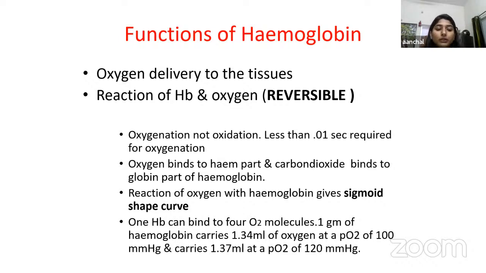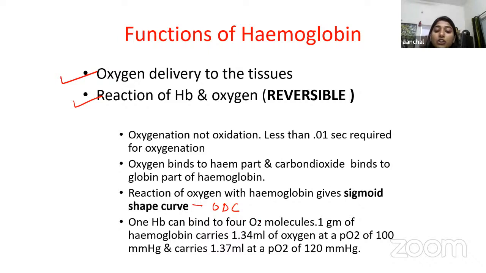Now the function of hemoglobin. As we know, it is responsible for oxygen delivery to the tissue. The reaction of hemoglobin and oxygen is reversible. Now the oxygenation, not oxidation, requires less than 0.01 second. Oxygen binds to the heme part and carbon dioxide binds to the globin part of hemoglobin. The reaction of oxygen with hemoglobin gives a sigmoid shaped curve known as the oxygen dissociation curve.